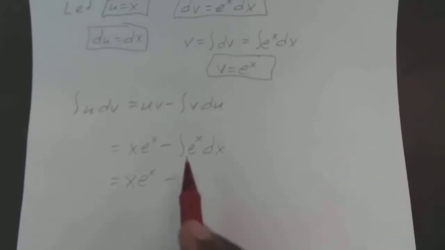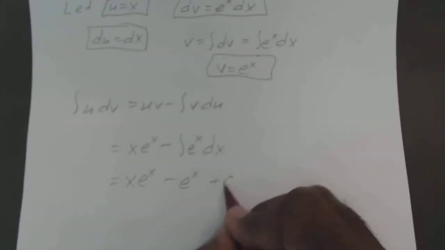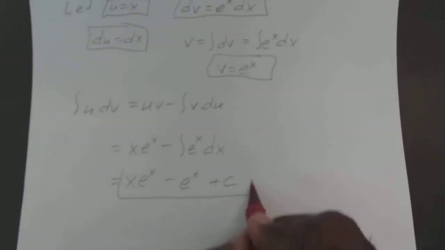So this just stays x e to the x, minus the integral of e to the x, which is e to the x. Now you just throw in your plus c since you don't have any more steps. So this is actually your answer.